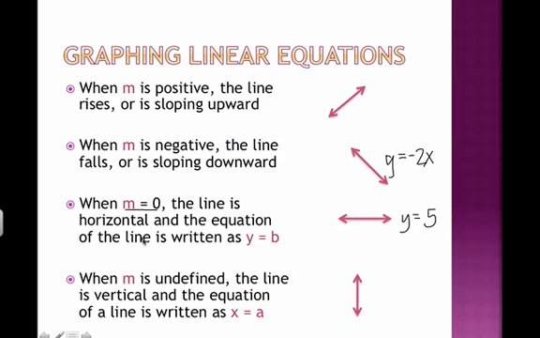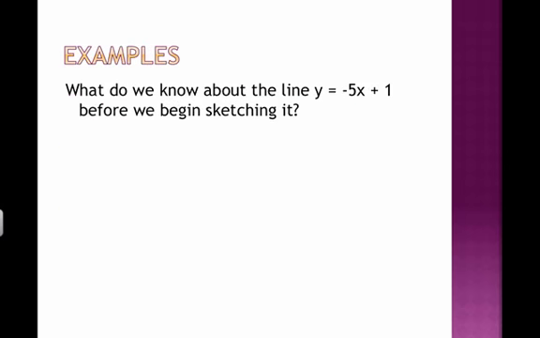Lastly, when our slope is undefined, meaning basically that you would be dividing by 0, then you're going to have a vertical line, and your equation is going to look something like x equals 1. So x equals a number gives you a vertical line. So those are the 4 different possible lines that you can have. Let's go ahead and move on to the next slide.